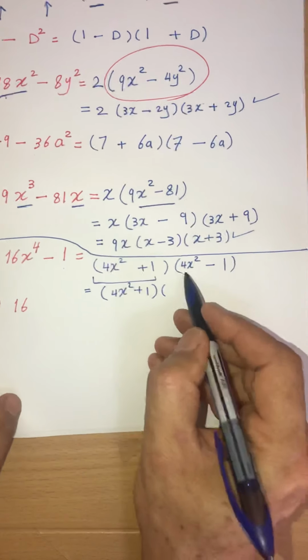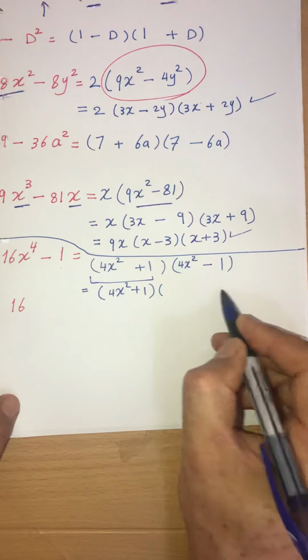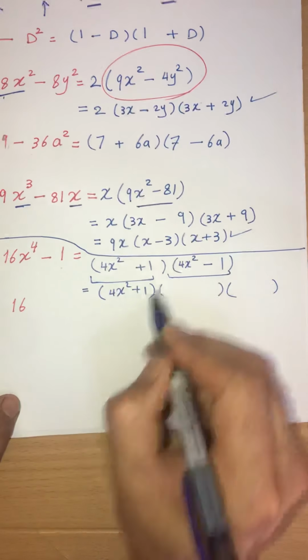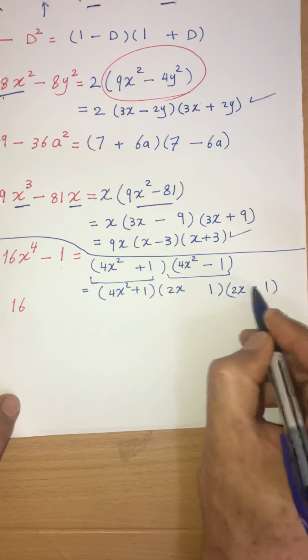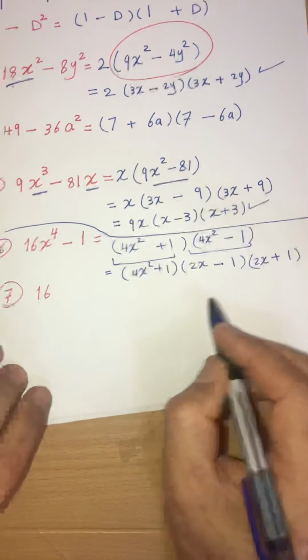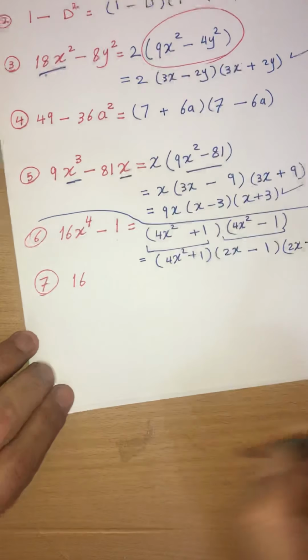And do we have a factorization for a difference of two squares? Yes, we have. Continue to factorize only this bracket. 4x squared is 2x times 2x. The 1 is 1 times 1, one plus, one minus. Thank you. I'd like to add one more question if you have a fraction.